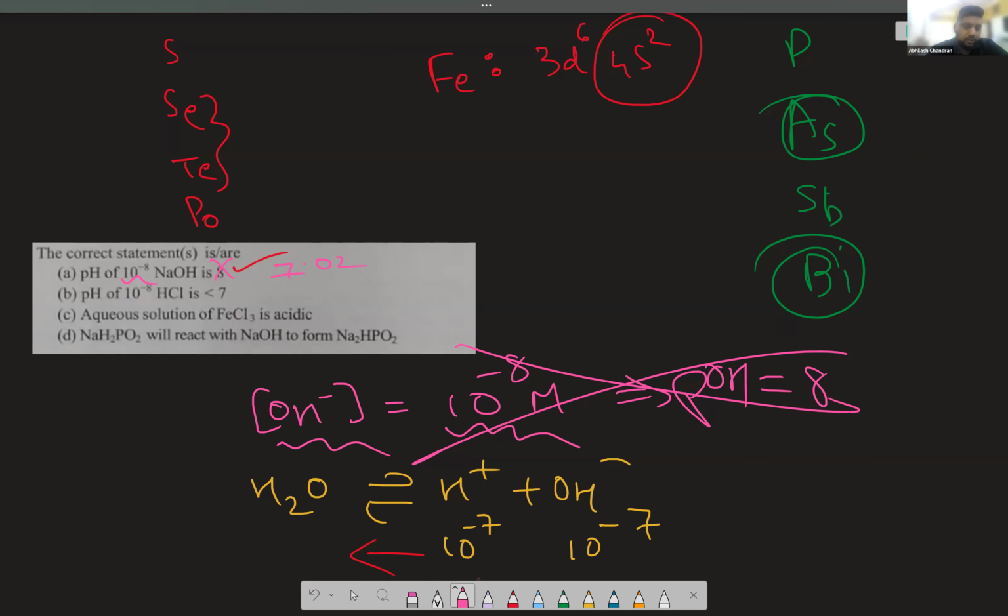But yeah, definitely not 8, right? So option A is wrong. The pH of 10 to the power minus 8 molar HCl is less than 7. This is true, right? Again, 25 degrees C is always assumed.